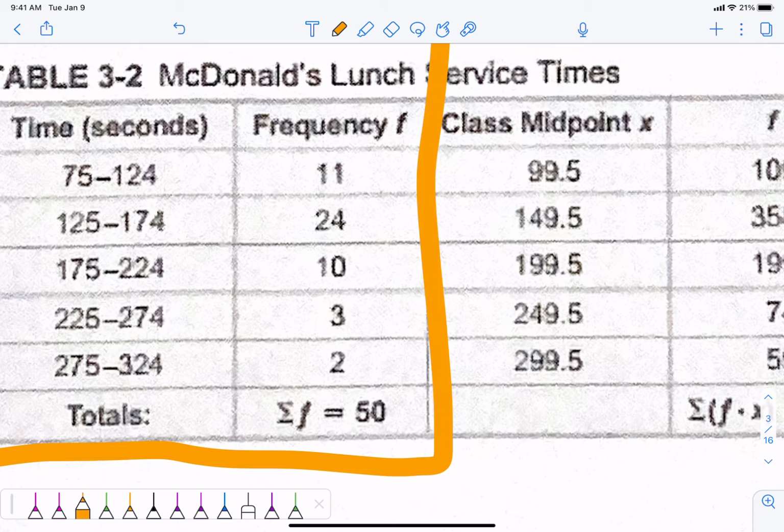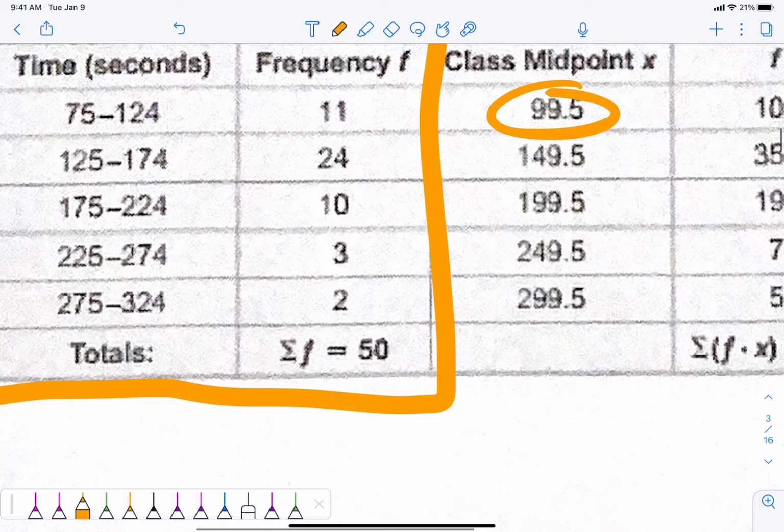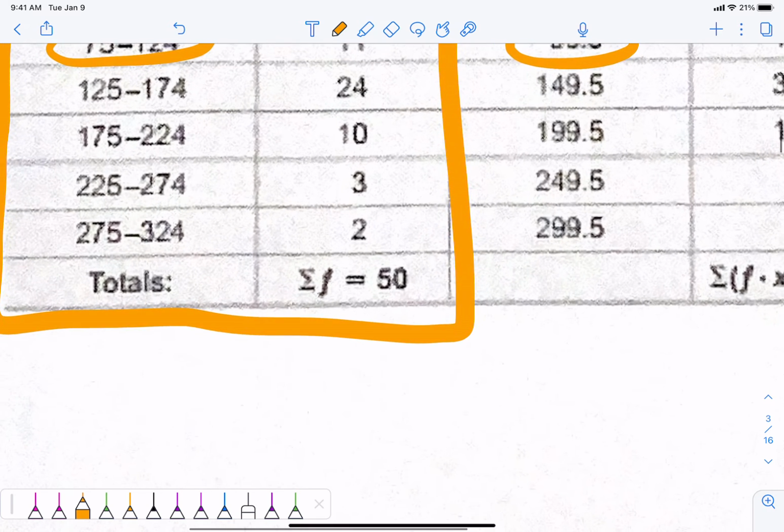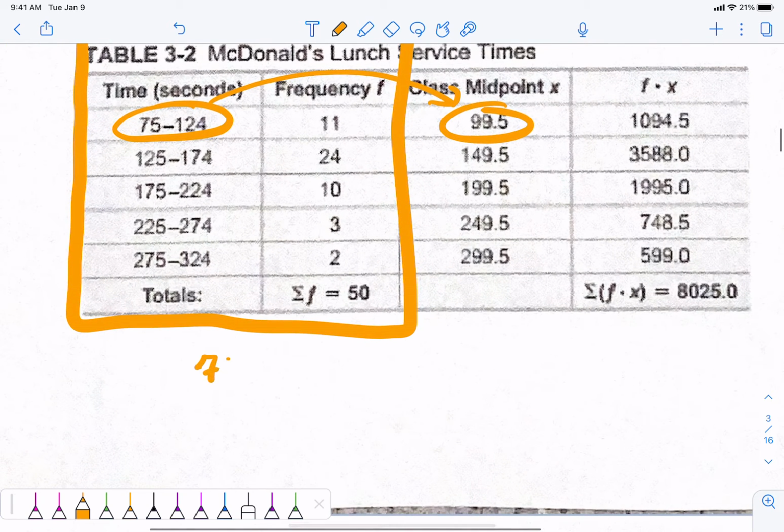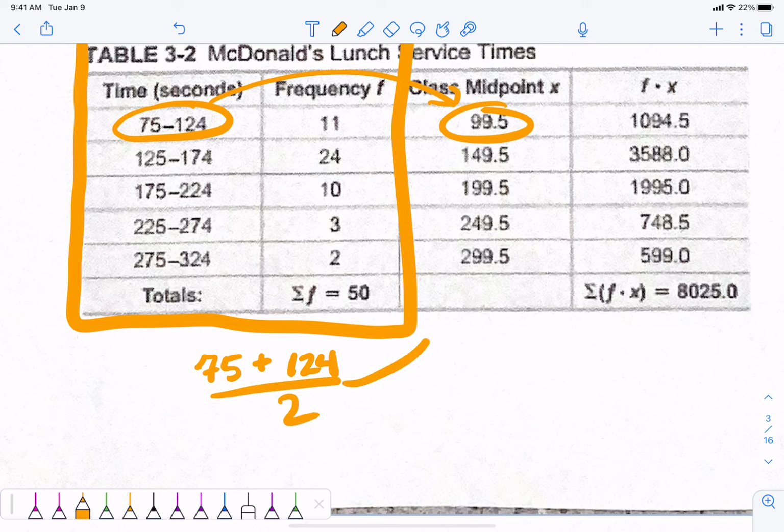So here we go. We're finding the midpoint. They've done another column, and they're saying exactly the middle of 75 to 124 is 99.5. How did they find that? They're finding the average of 75 and 124. 75 plus 124 divided by 2 gives you that number. If you need to write some work in there, that's how you find that.